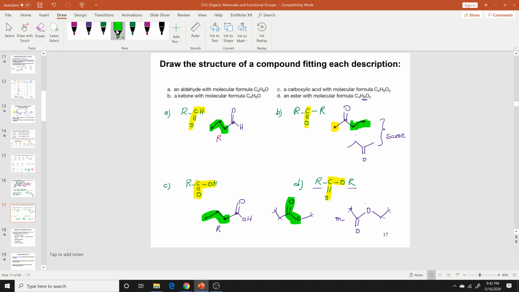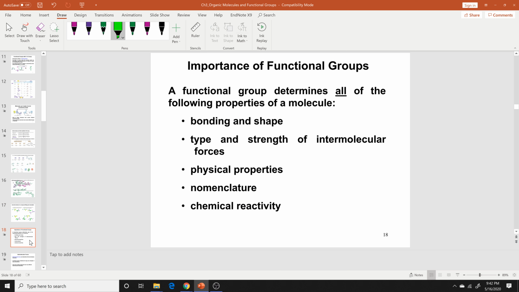This is basically the ester functional group. I still have it in both of them. Okay. So basically the functional group determines everything from the type of bonding, to the molecular shape, to the strength of the intermolecular force, to the physical properties, to the way that you name the organic compound, to the chemical reactivity of the compound. So see why the functional groups are very important.